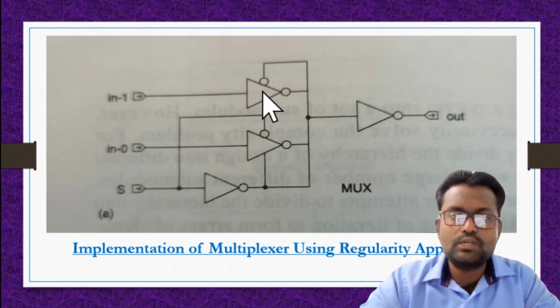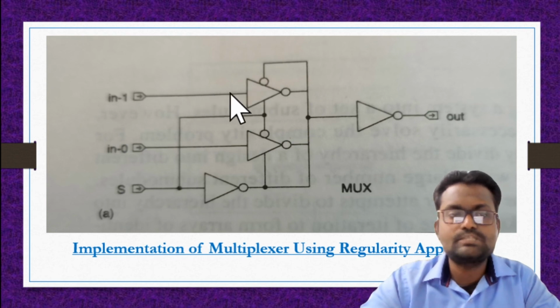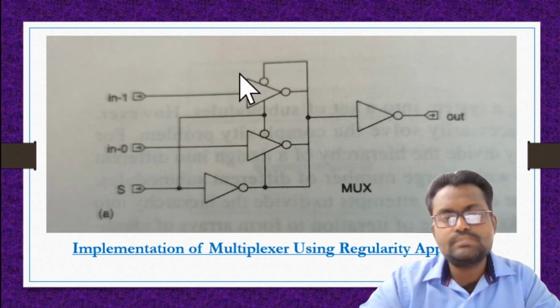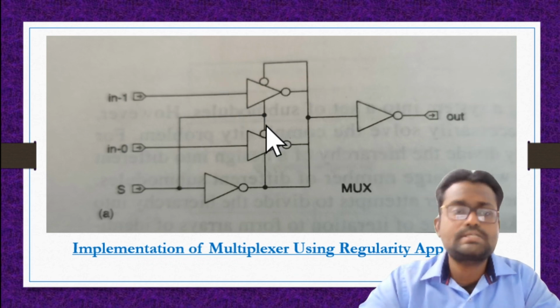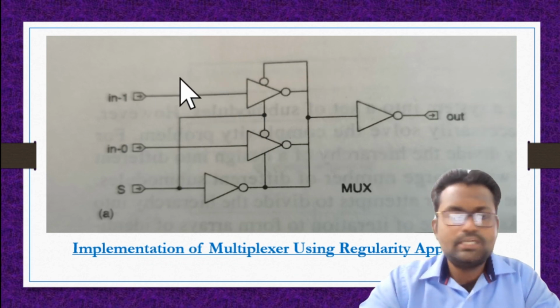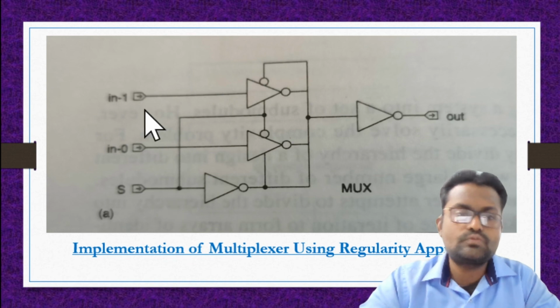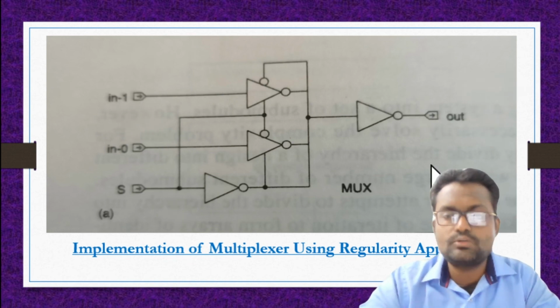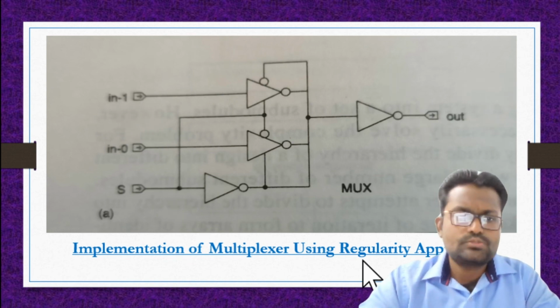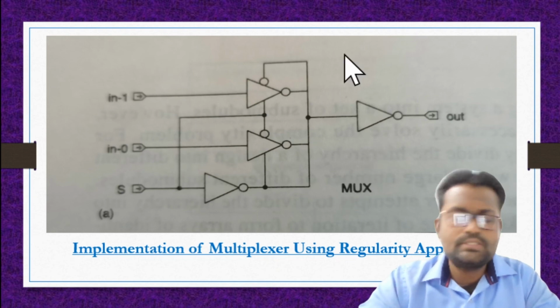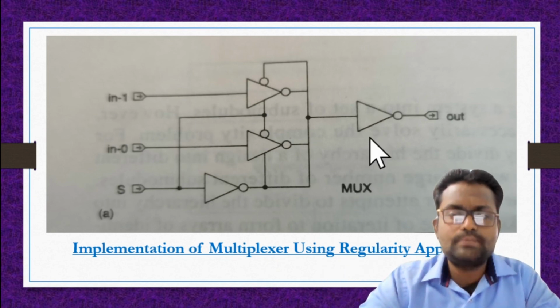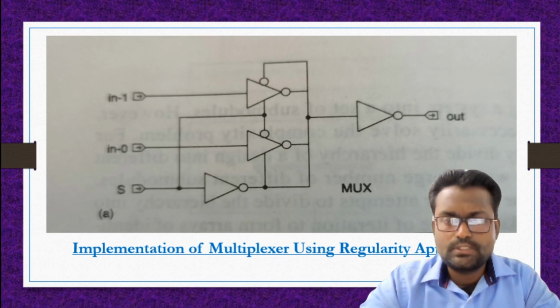So if this one is in the low impedance stage, it makes a series path here. In the series path, two inverters are connected in series. If two inverters are connected in series, then it makes a buffer circuit. Buffer means the input is equal to the output. So we can say if S equals 1, then this input is transmitted towards the output. Okay, so this one is the structure of a 2x1 multiplexer by using a regularity approach.